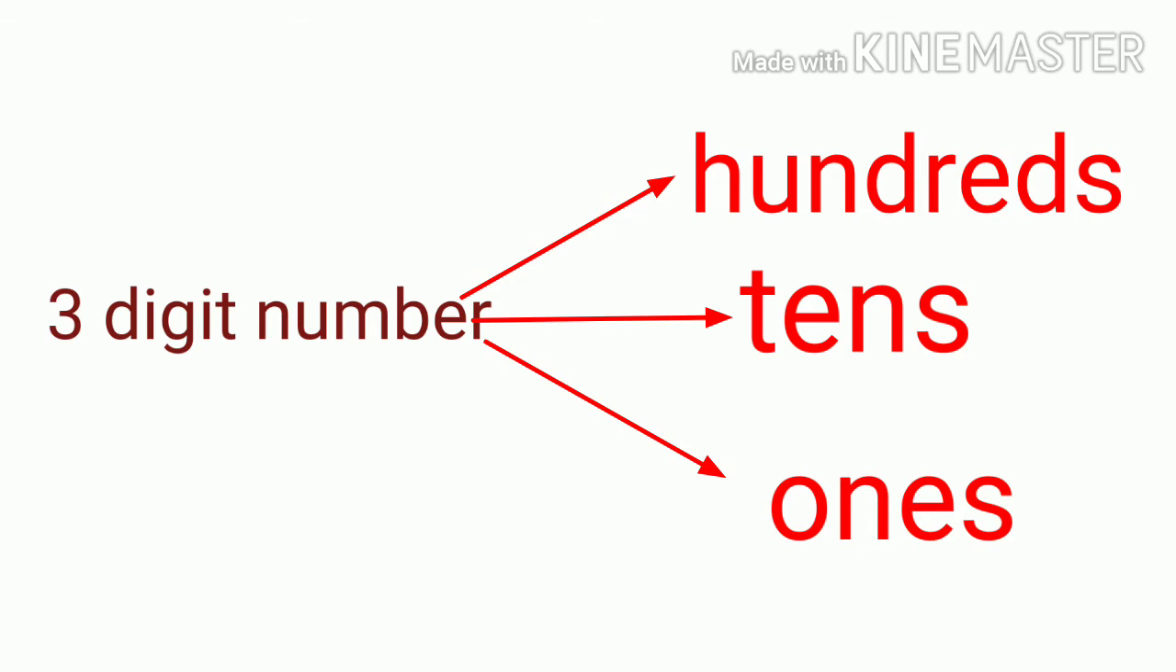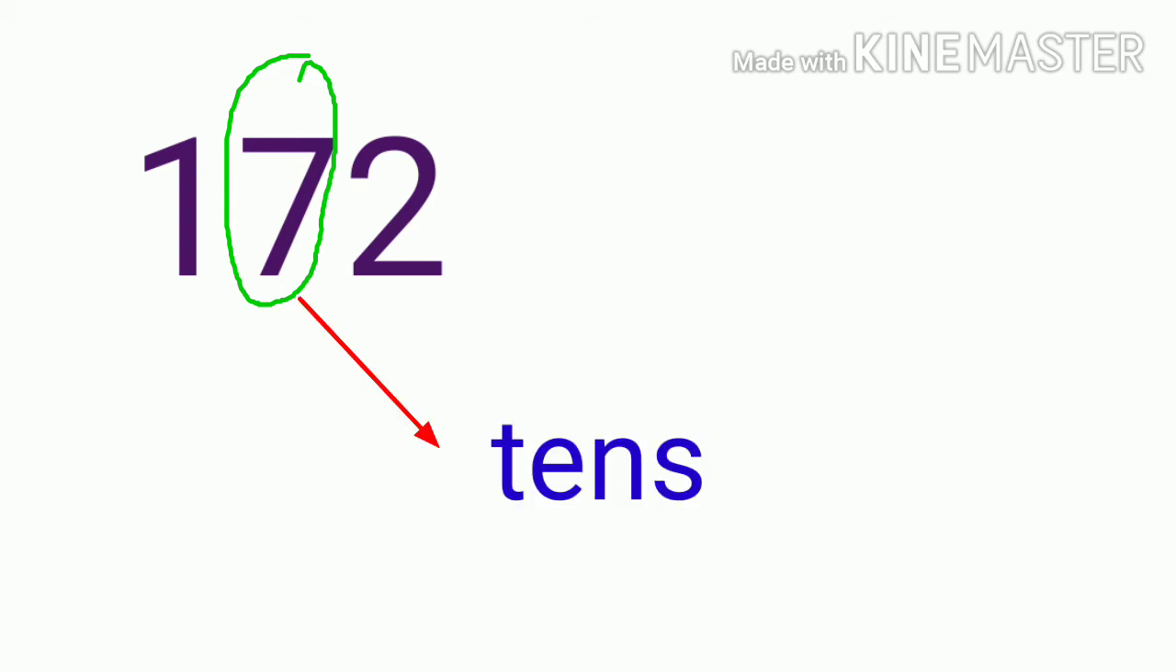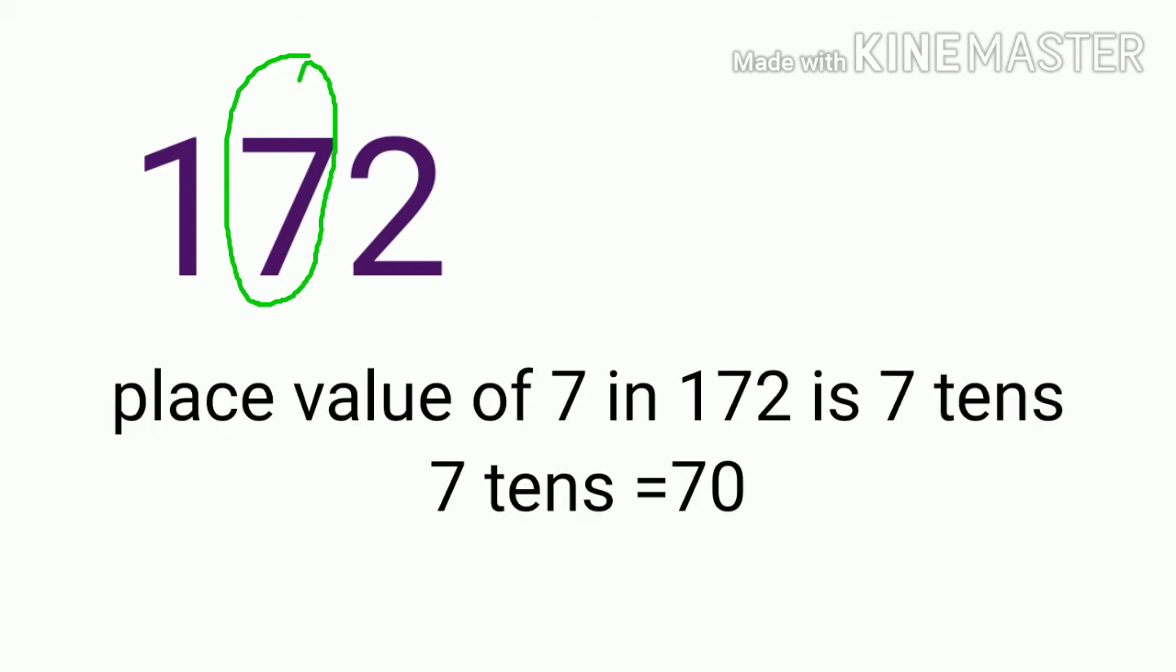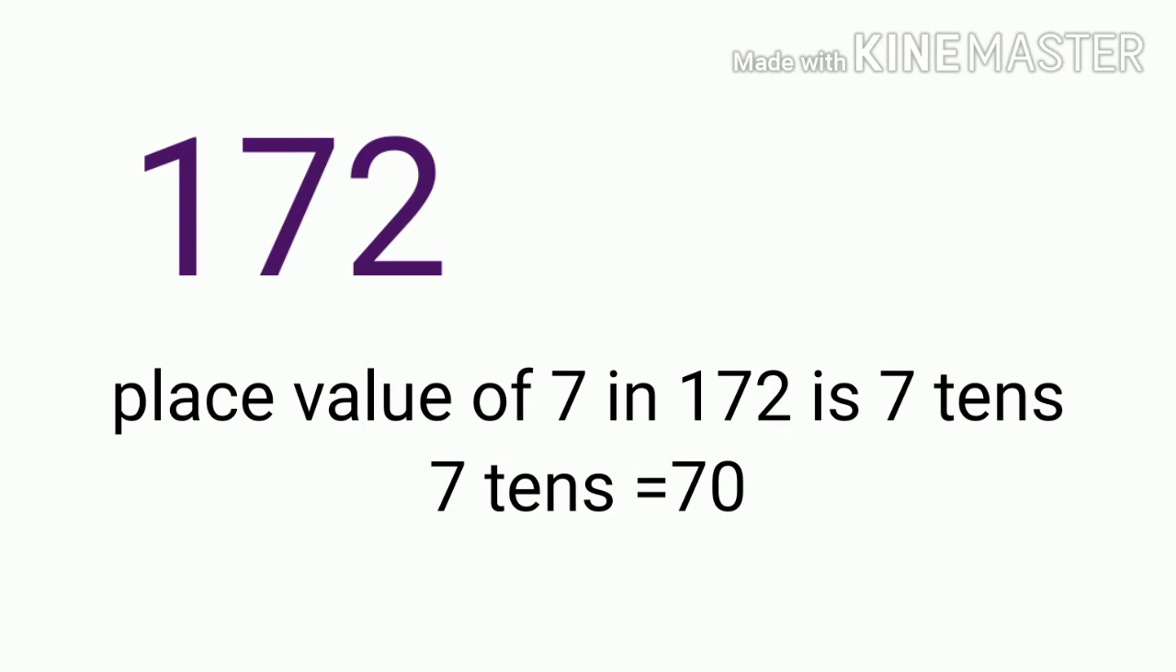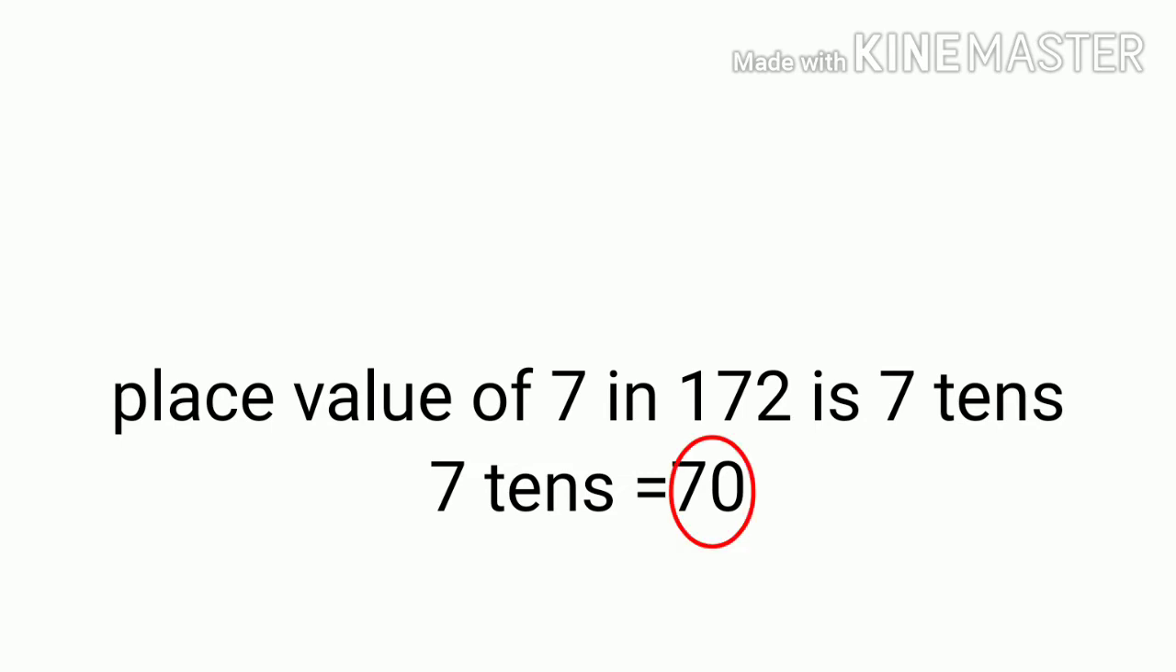Let us do one example. Here we can see the number 172. We have to find out the place value of 7 in this number. Here we know the number 7 comes in tens place. So we can say that the place value of 7 is 7 tens. We know the value of 7 tens. What is the value of 7 tens? Yes, it is 70. So we can say that the place value of 7 in 172 is 70.